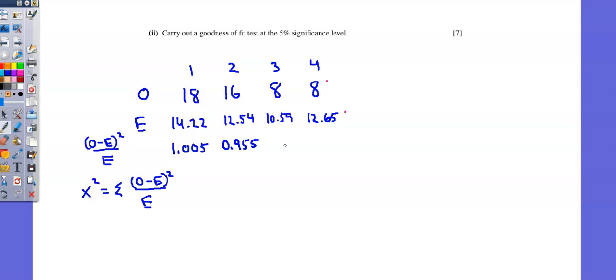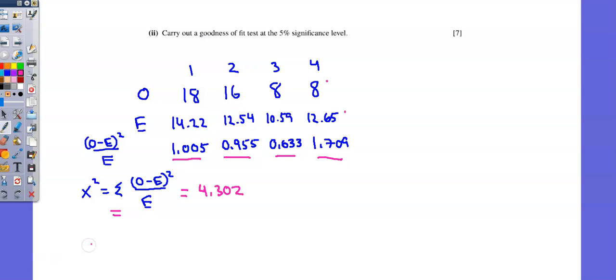And for the other categories, the calculation produces next 0.955, 0.633, 1.709. And the result of the summation, 1, 2, 3, 4 values that I'm summing, is 4.302.